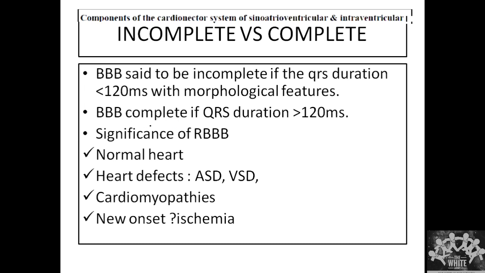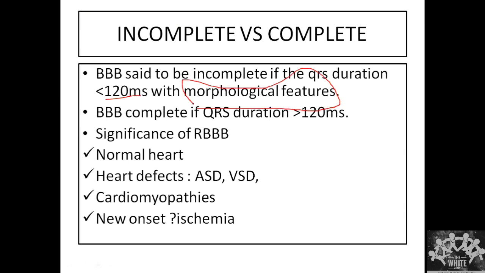So a bundle branch block is said to be incomplete if the QRS duration is less than 120 milliseconds with morphological features of either RBBB or LBBB. We'll come to what that is. And it is called complete when the duration is more than 120 milliseconds. We'll come to the significance of each of the bundle branch blocks.